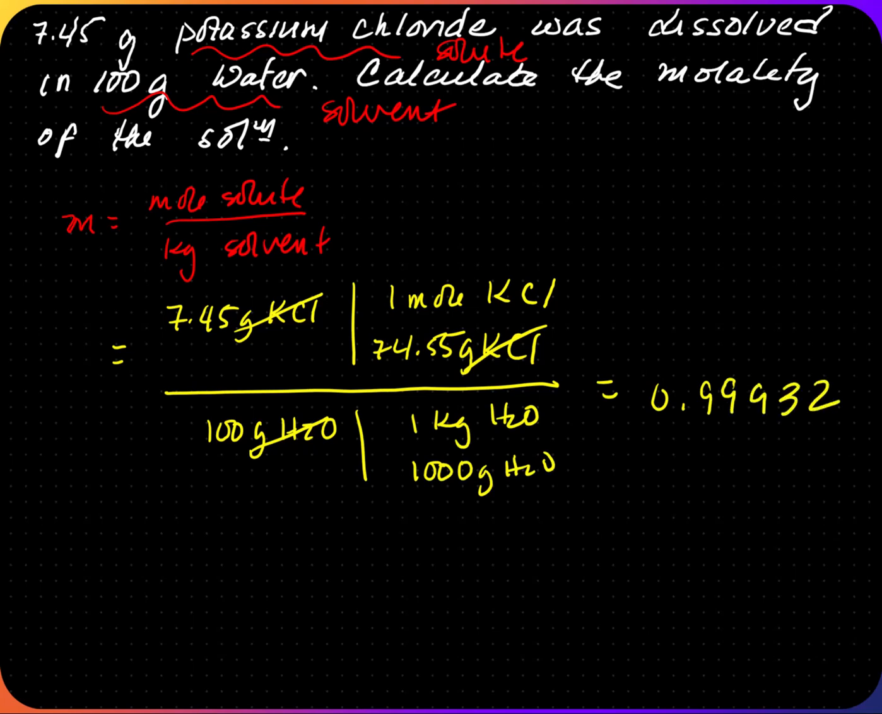0.99932. We're going to go back and do sig figs. These are conversion factors, so they don't count. There's 3 here. The 100 has 1 sig fig, so my final answer has 1. I look 1 to the right, so this becomes 1 molal, or moles per kilogram.